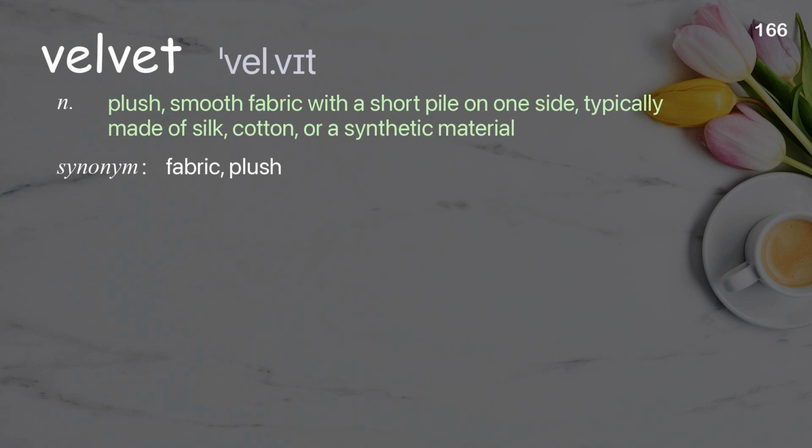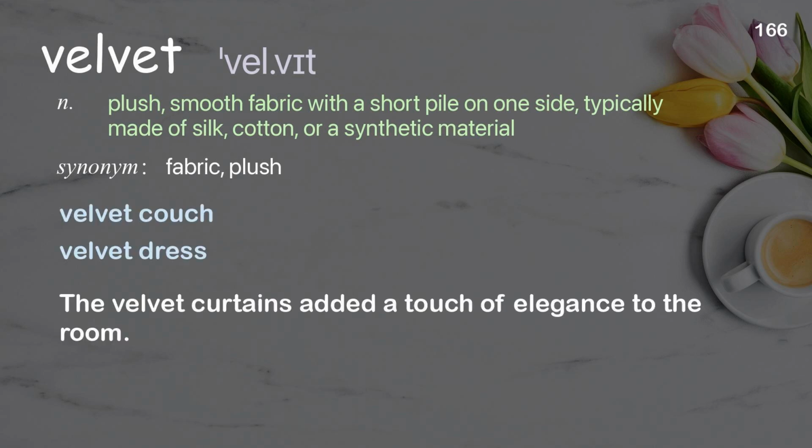Velvet. Plush, smooth fabric with a short pile on one side, typically made of silk, cotton, or a synthetic material. Examples: Velvet couch. Velvet dress. The velvet curtains added a touch of elegance to the room.